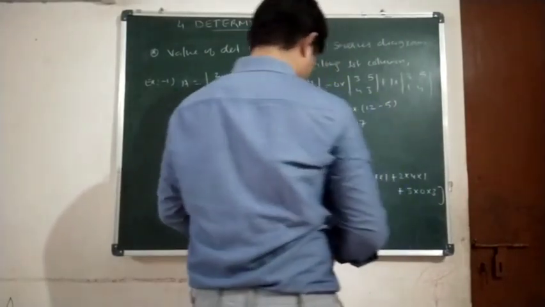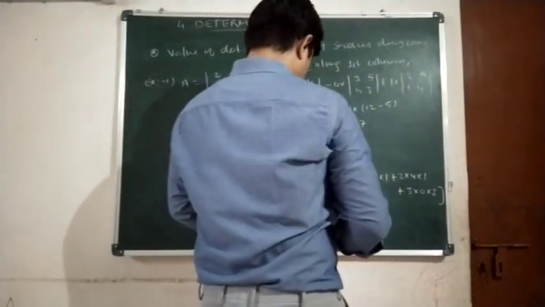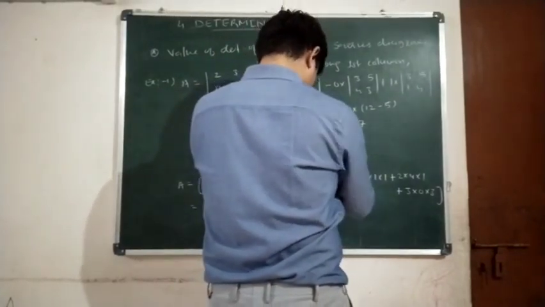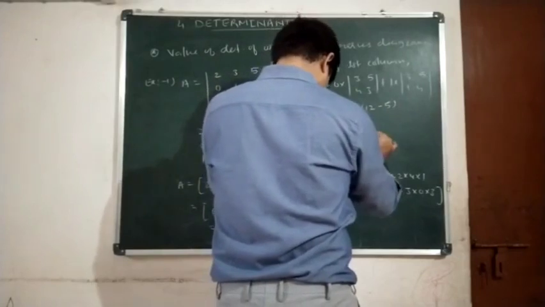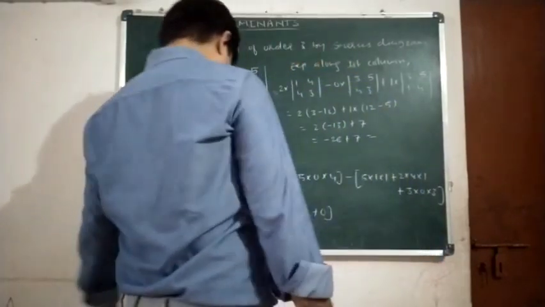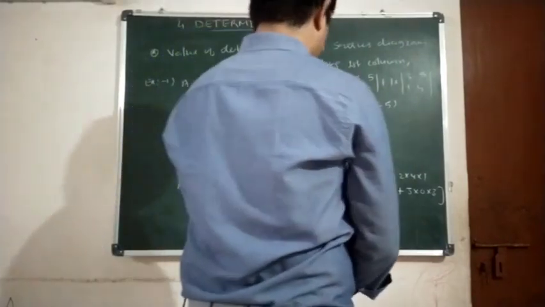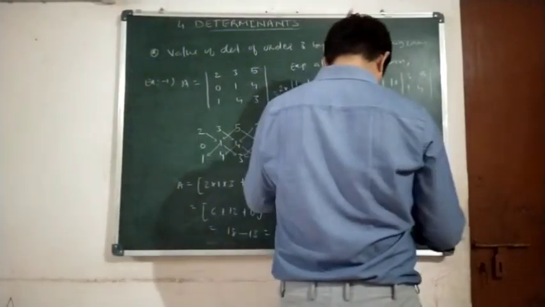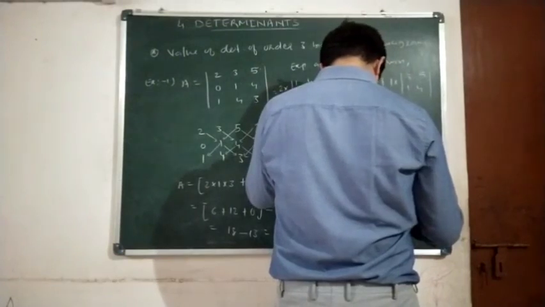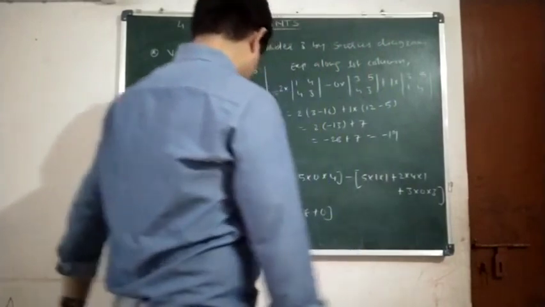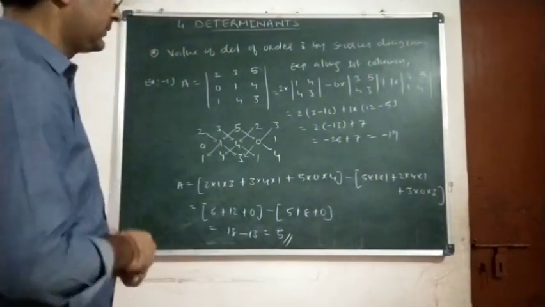Here we are getting 4 4s are 16, yes. 13 2s are minus 26 plus 7, which is equal to minus 19. So why this difference?